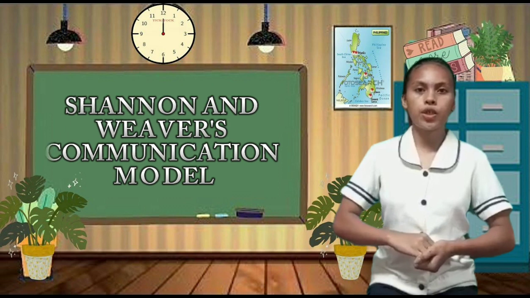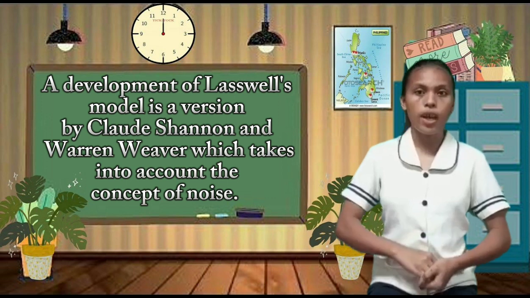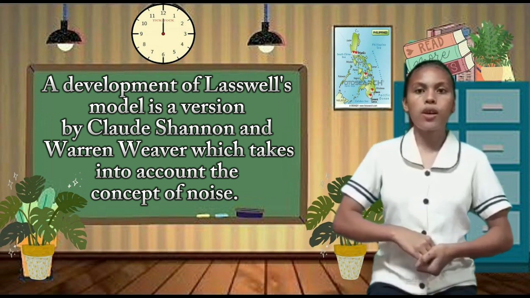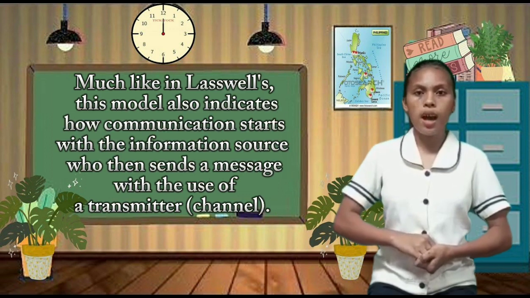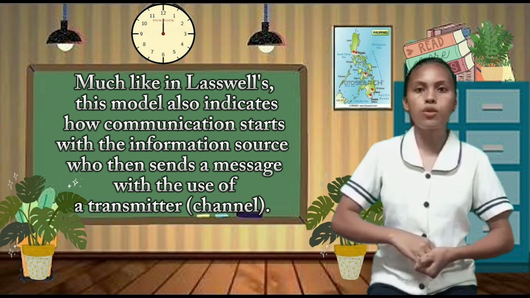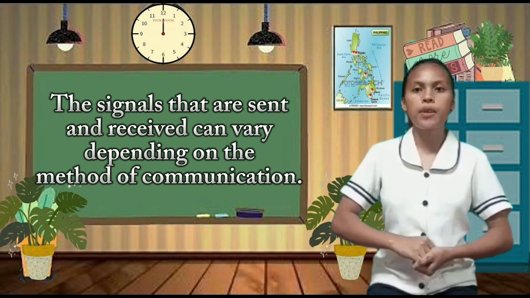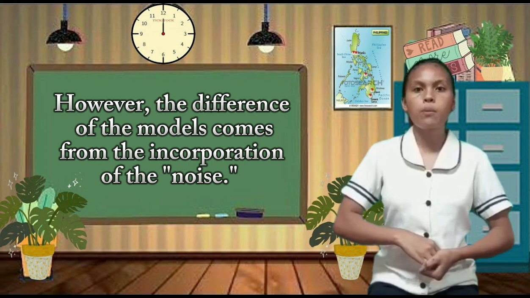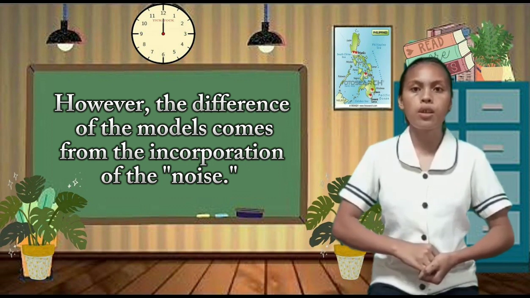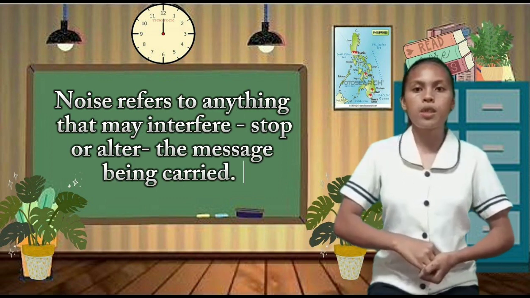Shannon and Weaver's communication model. A development of Lasswell's model, it is a version that breaks down channel and adds the concept of loss. Much like in Lasswell's, this model also indicates how communication starts with the information source moving into the message and the use of a transmitter. The signals that are sent and received can vary depending on the method of communication. However, the difference of the models comes from the incorporation of noise. Noise refers to anything that may interfere, stop, or alter the message being carried.